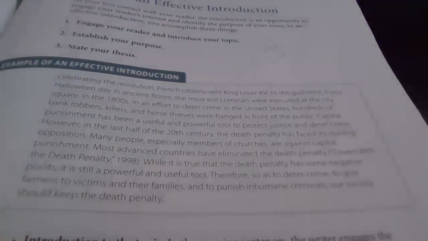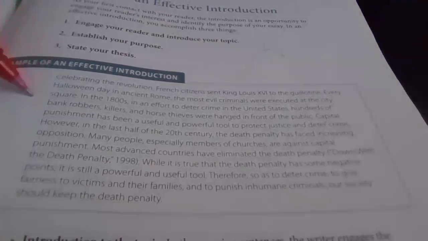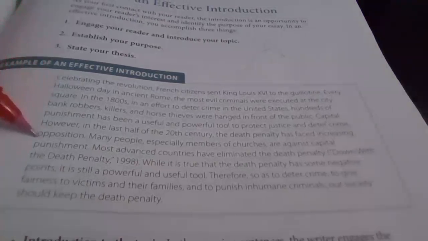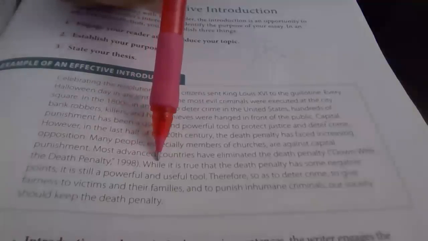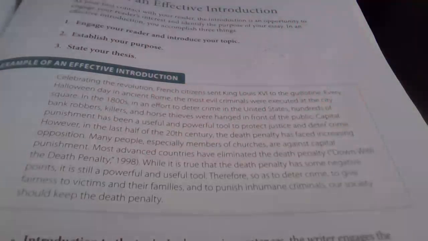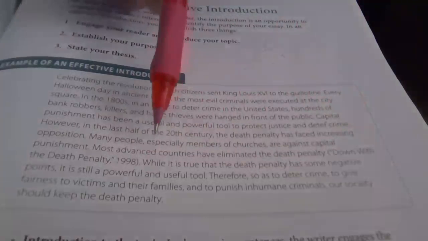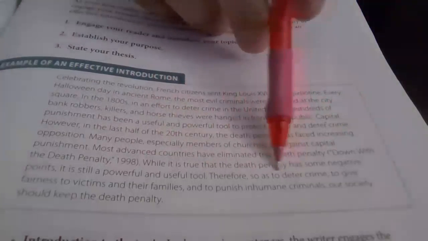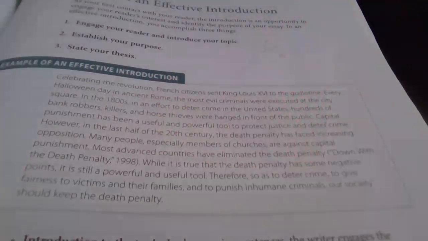Celebrating the Revolution, French citizens sent King Louis XVI to the guillotine. Every Halloween day in ancient Rome, the most evil criminals were executed at the city square. So what you can see here is it's giving a little bit of historical context, historical background. Right? Then finally, we have this. While it's true that the death penalty has some negative points, it's still a powerful and useful tool. Therefore, so as to deter crime, kind of the opposite of encourage, to give fairness to victims and their families, and to punish inhumane criminals, our society should keep the death penalty.